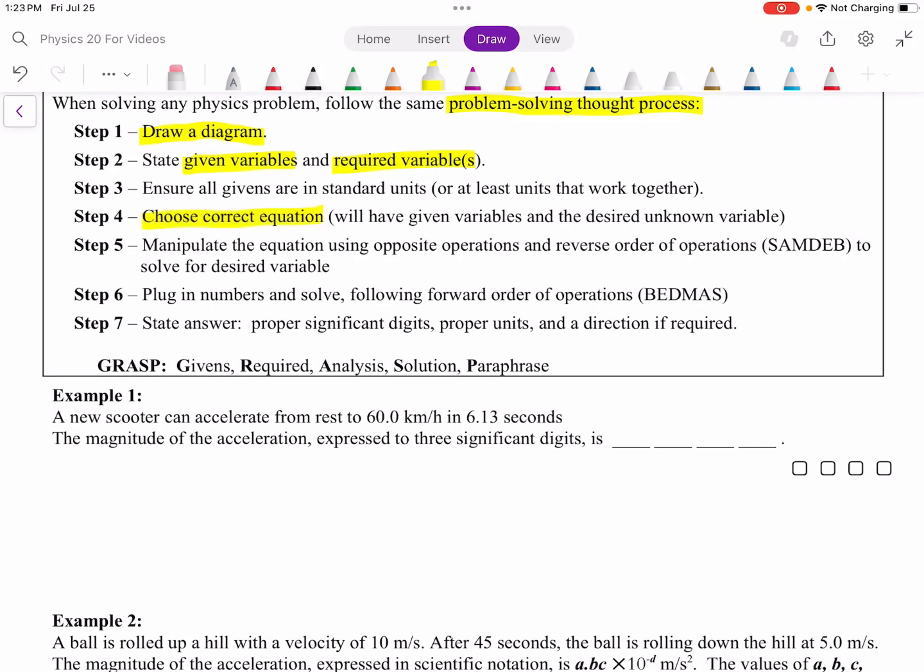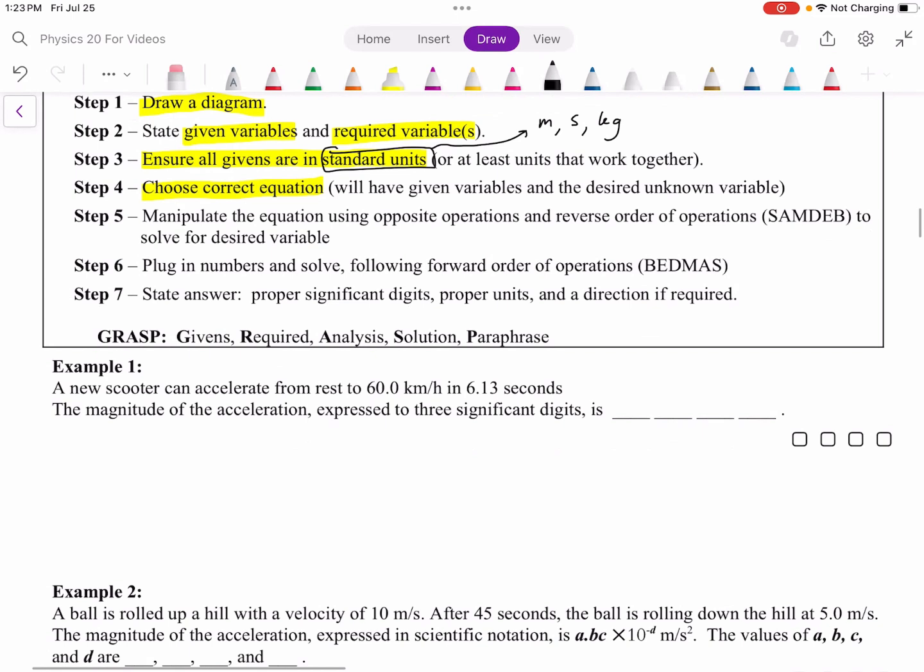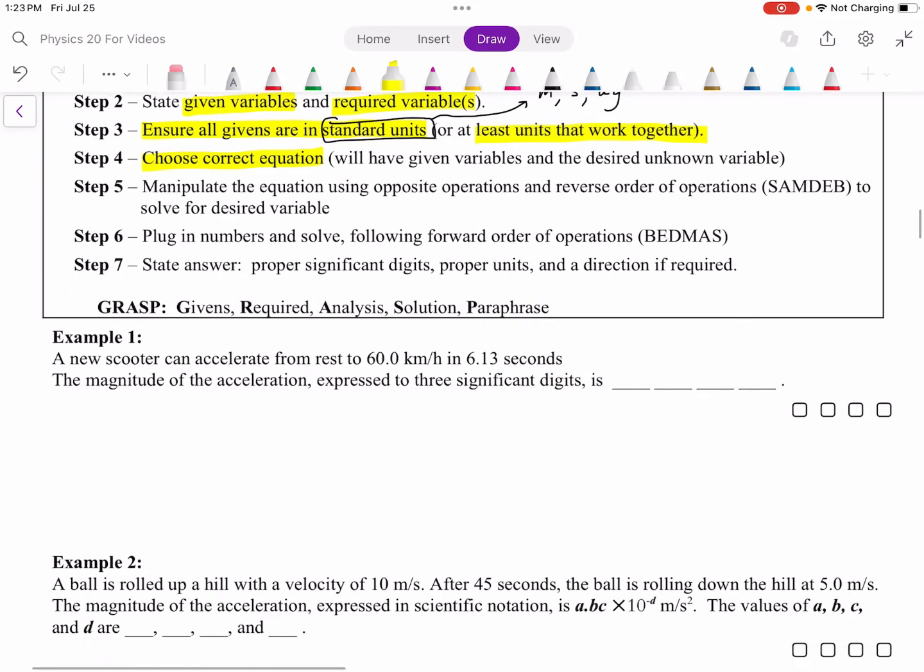Before we move on to that, though, we want to make sure all of our givens are in standard units, so that's meters, seconds, and eventually kilograms later in the course, okay? So that means not kilometers, meters, not hours, seconds, right? Not kilometers per hour, meters per second, okay? So we'll have to do conversions if necessary, okay? Sometimes we can get away with it if our units all work together. Most of the time, we'll just want to get them into standard units, okay?